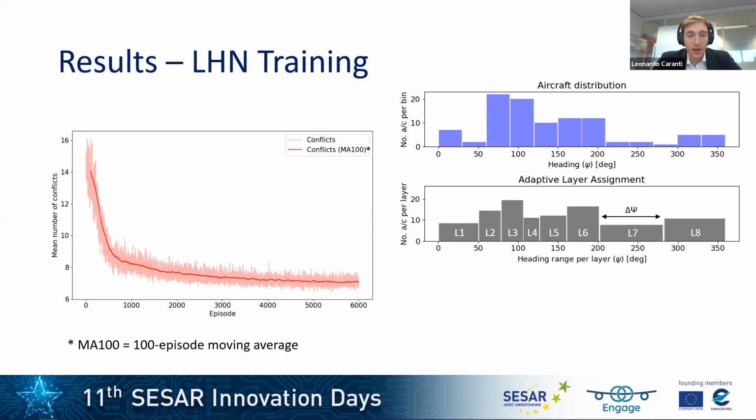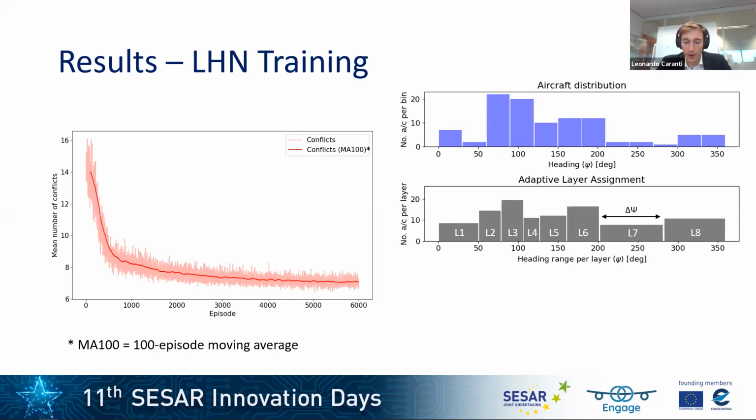Then the layer heading network assigns the following 8 layers. Every one of these bars represents a layer. From this graph, one can already see a pattern. For the headings for which originally there were very low numbers of aircraft, for example around 250 degrees, the neural network appears to assign these very large bars which are very low, and the opposite is also true. What does this mean?